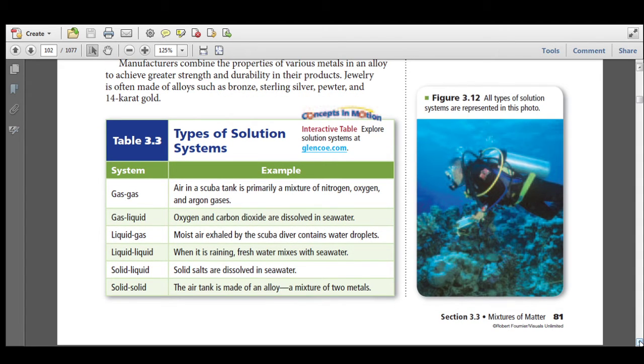Table 3.3 gives some examples of different types of mixtures. The air in a scuba tank is a gas-gas mixture. Oxygen and carbon dioxide dissolved in seawater is a gas-liquid mixture. Moist air exhaled by the scuba diver contains water droplets, which is a liquid-gas mixture, and so on and so forth.